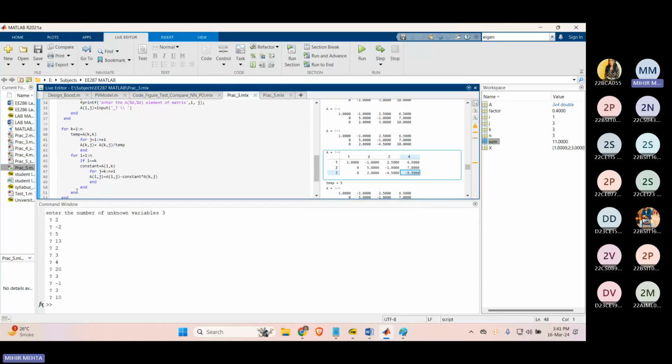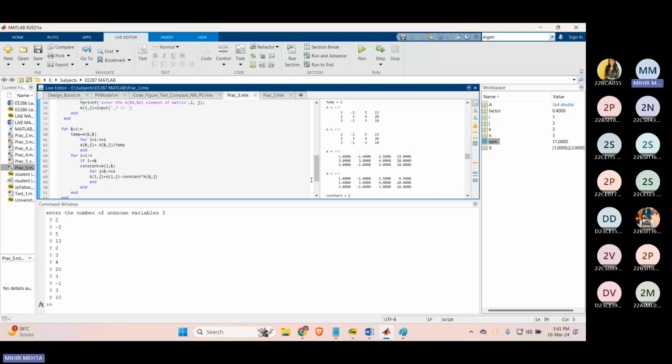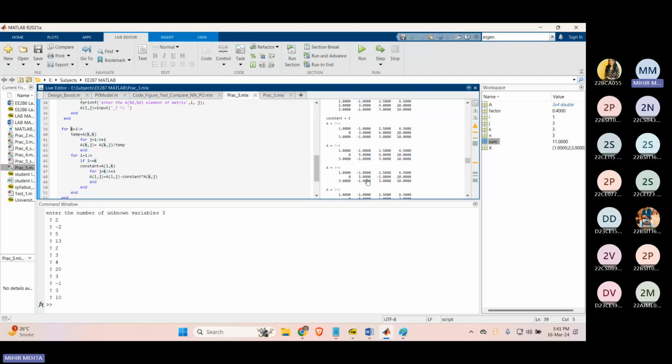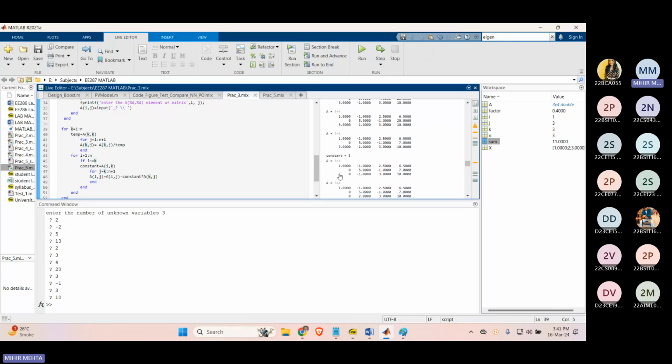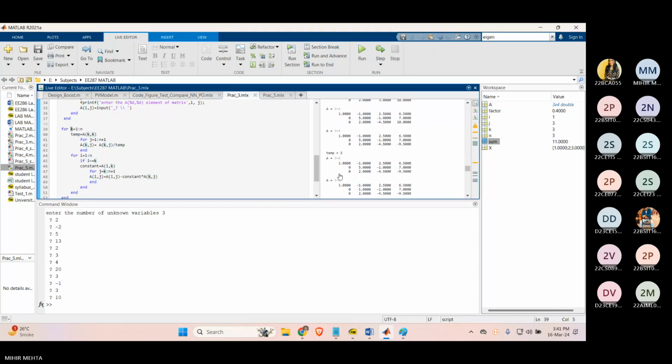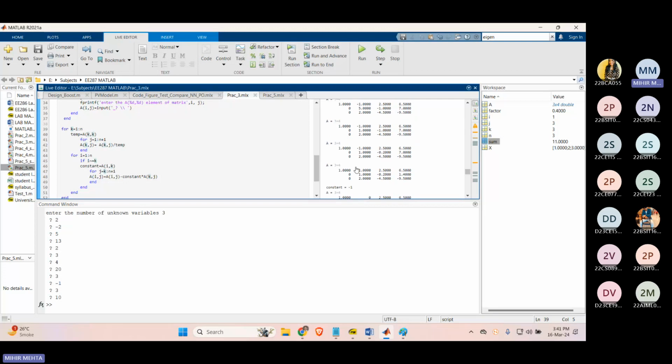Once I have completed this, I'll again come back to this loop where I increment the value of k. So now my value of k is 2. So I have reached the value of 2, and k equal to 2 would be my next temp.